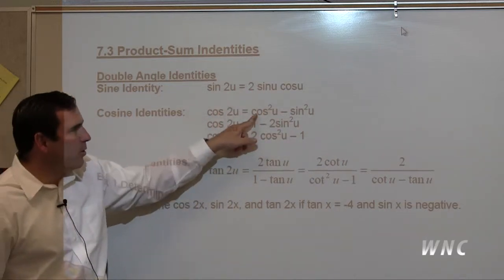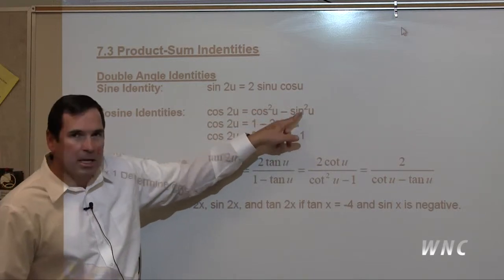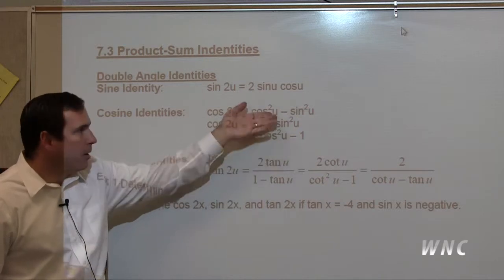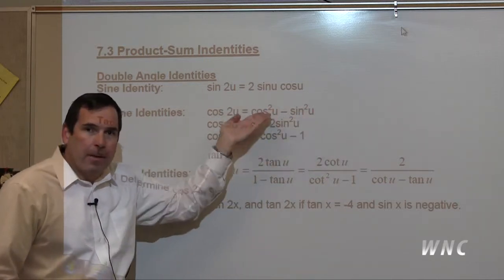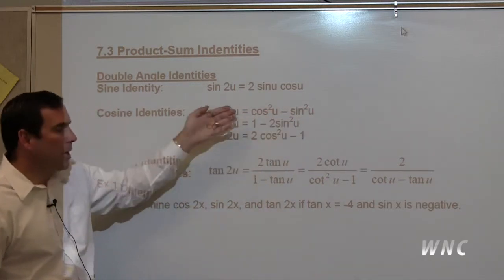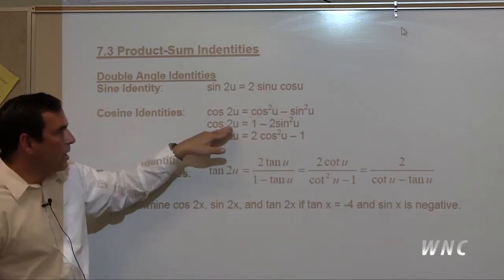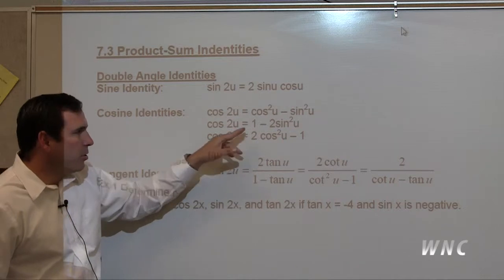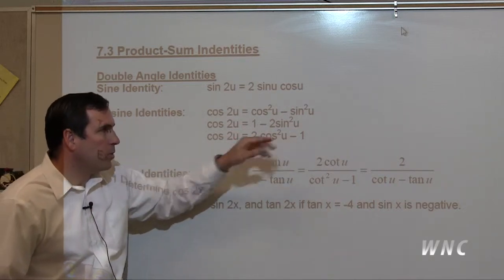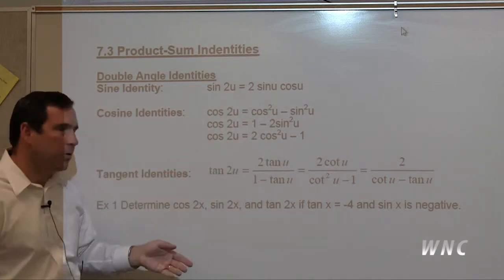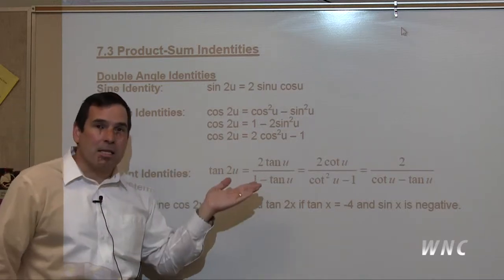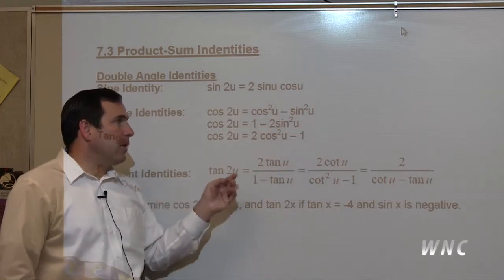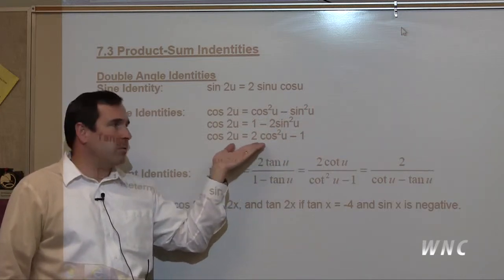Cosine 2u is cosine squared u minus sine squared u, or these next are derived by taking what we saw above and applying the Pythagorean identities, excuse me. Cosine 2u is 1 minus 2 sine squared u, and cosine 2u could be written as 2 cosine squared u minus 1. Use whatever's going to work best for you. So if it's got a bunch of sines in there, you might want to use the 1 minus 2 sine squared u. If you have all cosines, you might use this one.